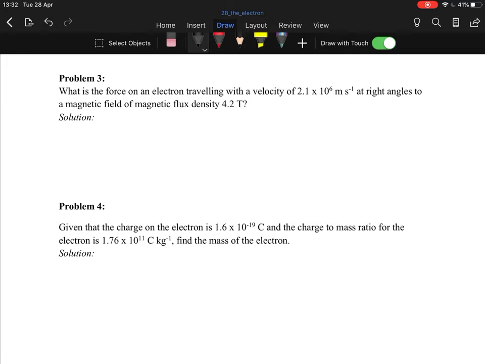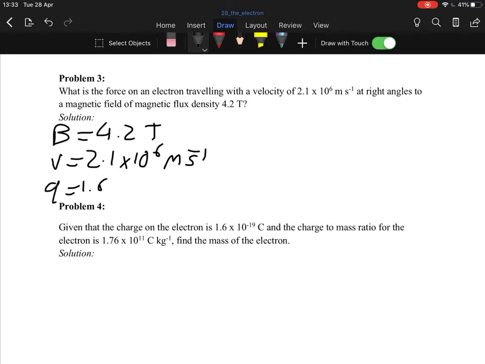It's question 7. What is the force on an electron traveling with a velocity of 2.1 by 10 to the 6 meters per second at right angles to a magnetic field of flux density? So put in all your values. Flux density, B is 4.2 Teslas. Velocity, V is 2.1 by 10 to the 6 meters per second. And we have charge, Q, 1.6 by 10 to the minus 19.